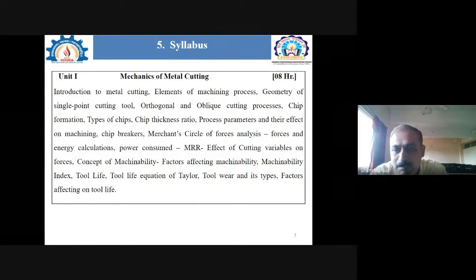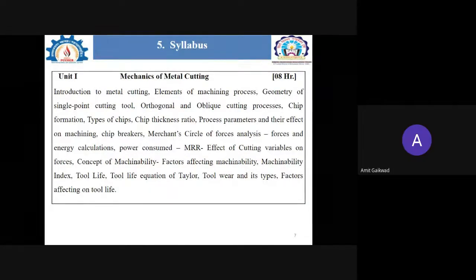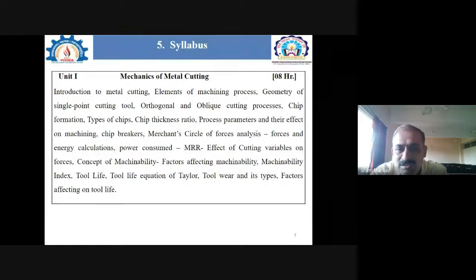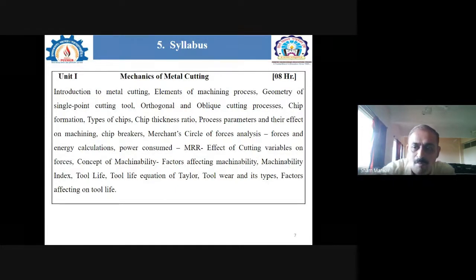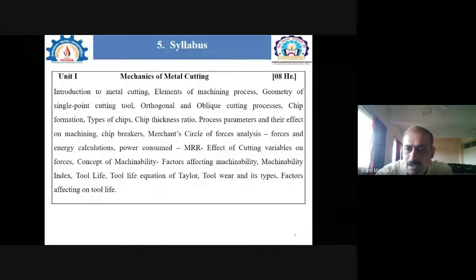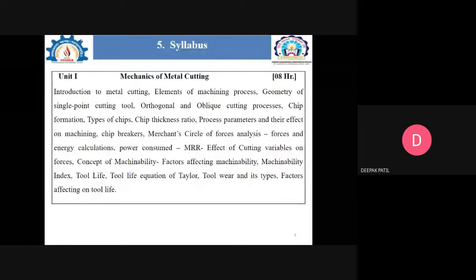What are the factors that will affect the tool life? Anyone? Amit Gaikwad, what are the different kinds of factors that will affect the tool life? Amit, am I audible? Yes, sir. Anyone would like to answer this question? Sir, material of the tool, material of the workpiece, sir.